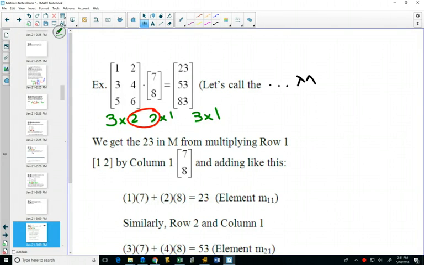In order to find element M11, M11 deals with row 1, column 1. And what I like to envision is taking that 1, 2, turning it on its side, bringing it back, and blasting it in to the number. So you would get 1 times 7, and the 2 would hit the 8. Add them together, and you get 23.